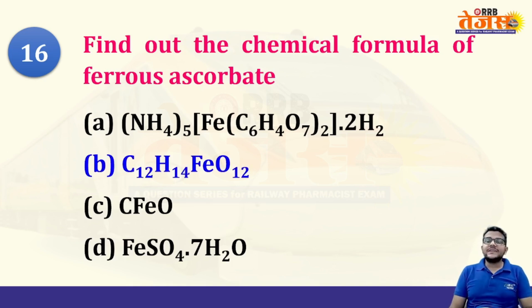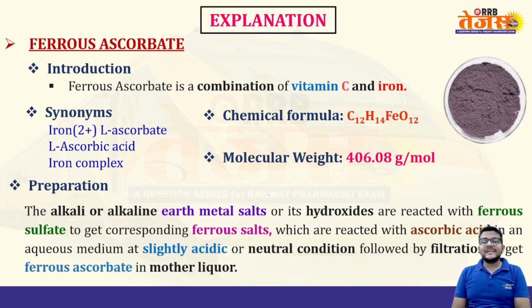So ferrous ascorbate is C12H14FeO12. Ferrous ascorbate is used like ferrous, as you are able to see there is an option of ferrous. Ferrous means that it is totally related to your blood. Ferrous ascorbate is a combination of vitamin C and iron. The synonym of ferrous ascorbate is L-ascorbic acid iron complex. The chemical formula that I told you is C12H14FeO12, and the molecular weight is 406.08.